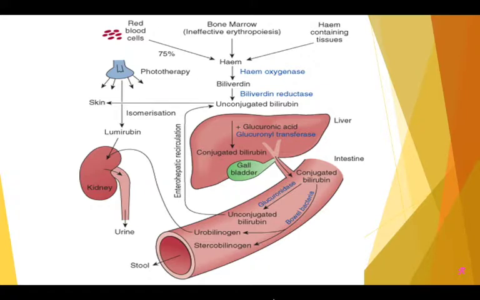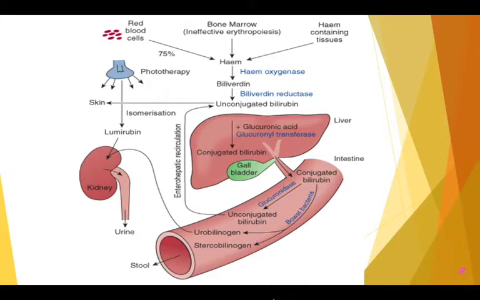In the intestine, three things are happening to the conjugated bilirubin. The first thing is that the conjugated bilirubin is getting converted into unconjugated bilirubin, which enters the enterohepatic circulation and again reaches the blood.